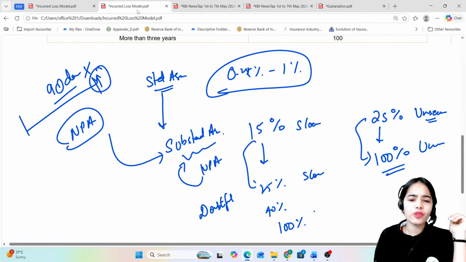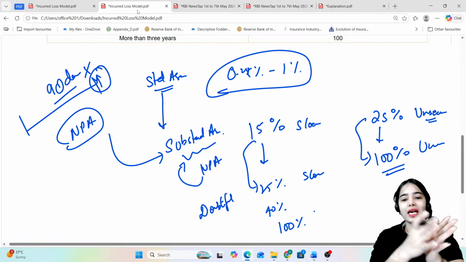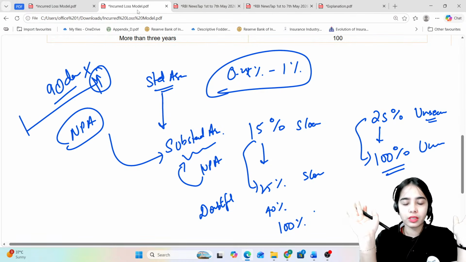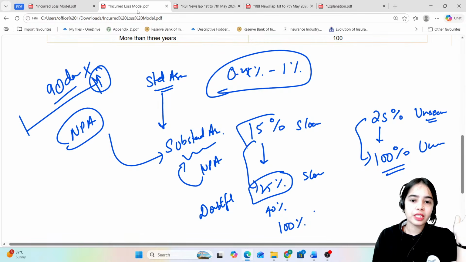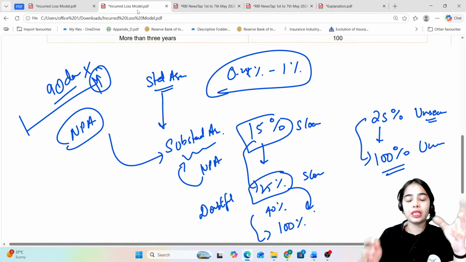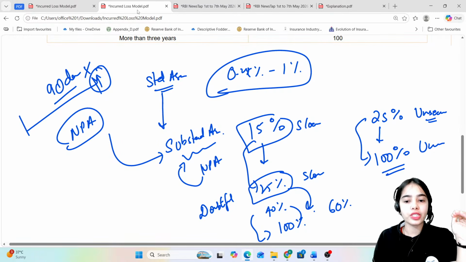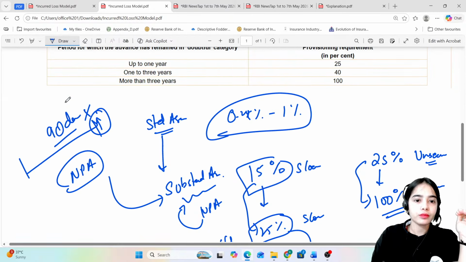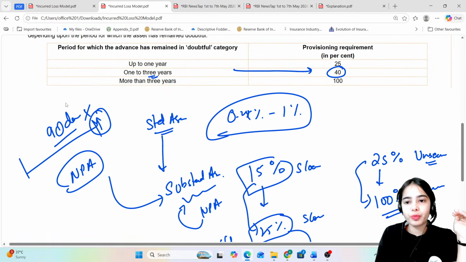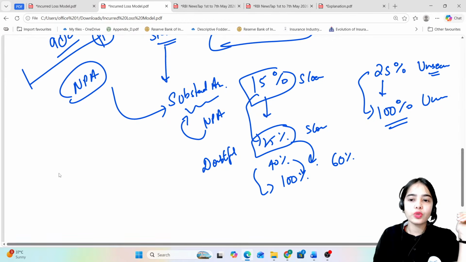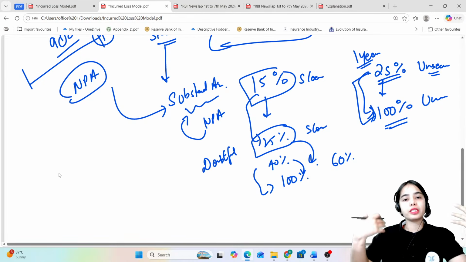So can you see that the provisions are increasing in a very erratic manner. In the initial period, the banks are not maintaining much provisions, and then suddenly in just 1 or 2 years, 60% of additional provisions have to be maintained. In just 1 to 3 years, 40% of the provision, and after 3 years, 100% of provisions. And in the unsecured category, in 1 year itself, when the loan is transferring from substandard asset to doubtful asset, the provisions are increasing from 25% to 100%.